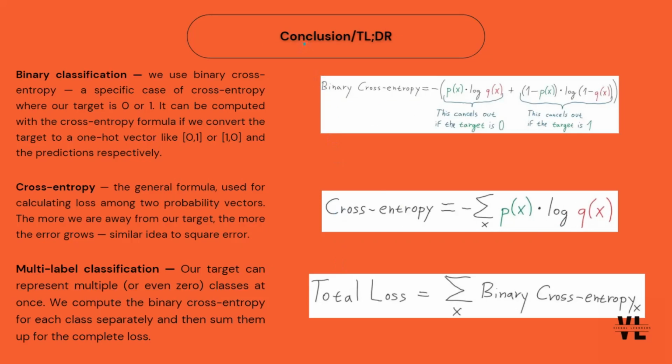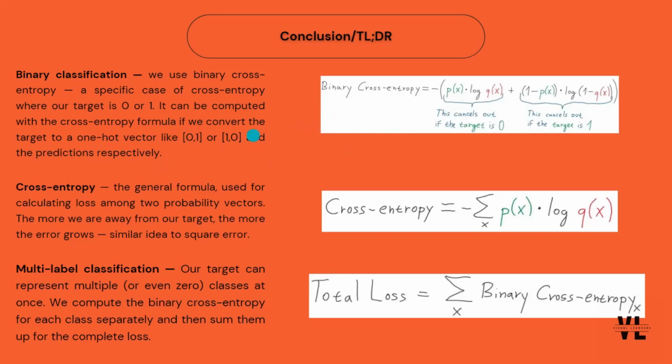So let's give a conclusion, since it's TLDR. TLDR stands for too long to read. So let's summarize what we have seen up to now for the classification task, because we have covered a lot of concepts. The first one that we have covered is the binary classification. We use binary cross entropy as a specific case of cross entropy where our target is 0 or 1. When we have only two classes, we're going to use the binary classification loss. It can be computed with the cross entropy formula if we convert the target to a one-hot vector like 0, 1, or 1, 0, and the predictions respectively.